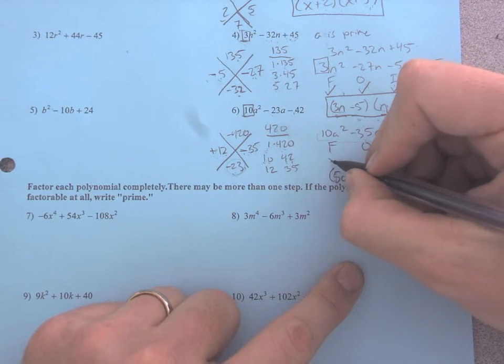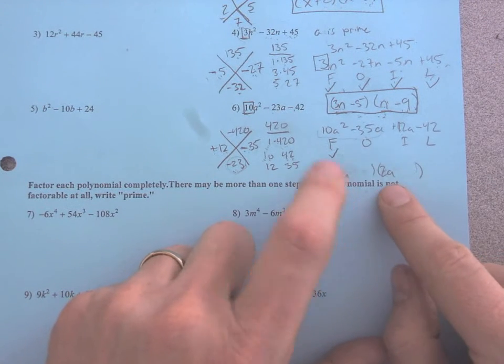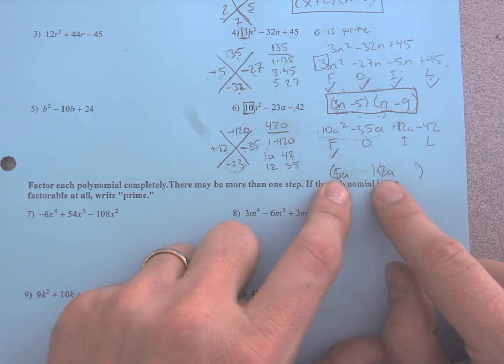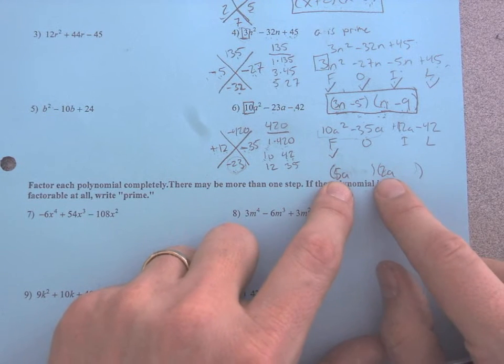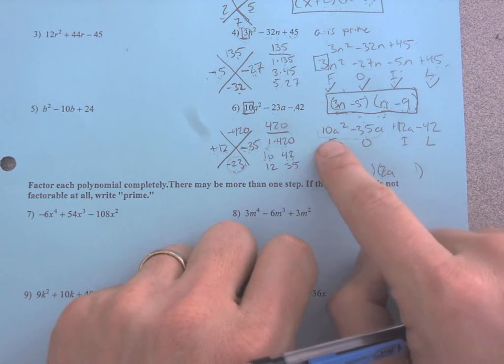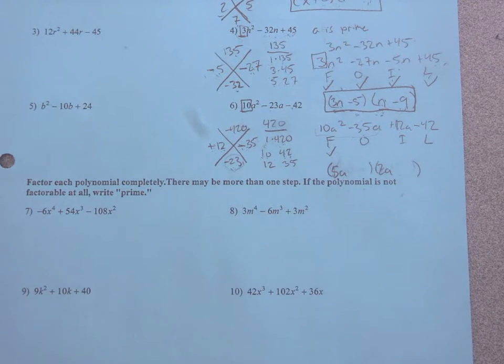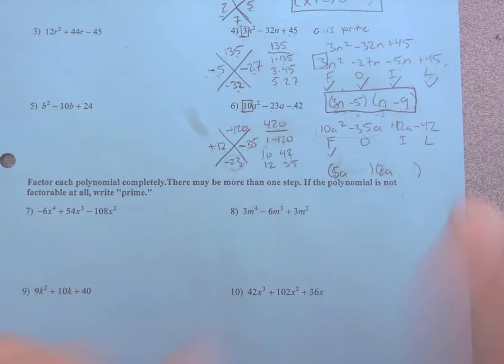So now I'm sure that I got the right F, guys. F, the first term of this binomial and the first term of this binomial will have to multiply to give me 10a squared. I know for sure I got the right two, so I'm going to check off F. Okay, from here, now that we have these set, it's just dominoes. Everything falls into place after this.